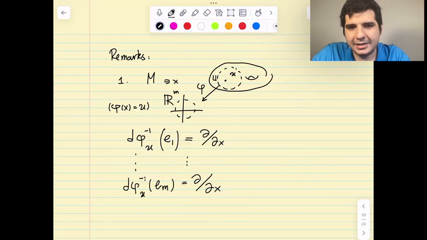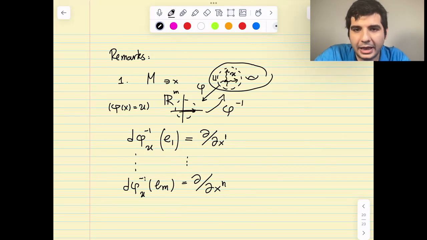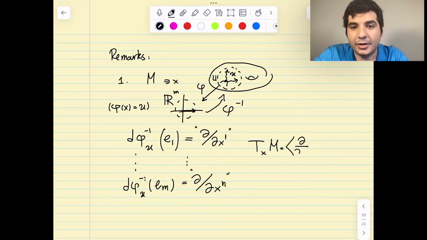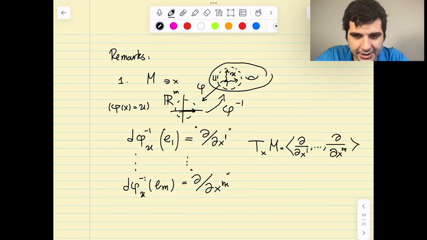Actually, it's better to write the indices above, x^1 to x^m. So the map phi inverse takes these coordinates inside R^m to some local coordinates inside the manifold M, like these curvy things. And the derivative of the map takes the basis e_1 to e_m to these tangent vectors. In fact, the tangent space of M at the point x is generated by these tangent vectors, partial x^1 up to partial x^m, where the manifold is m-dimensional.